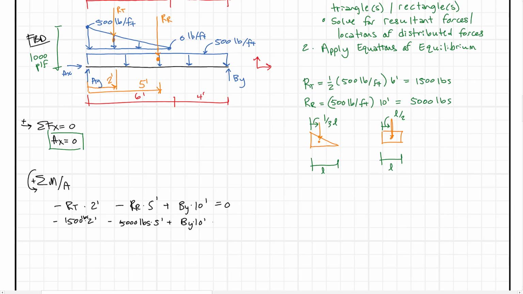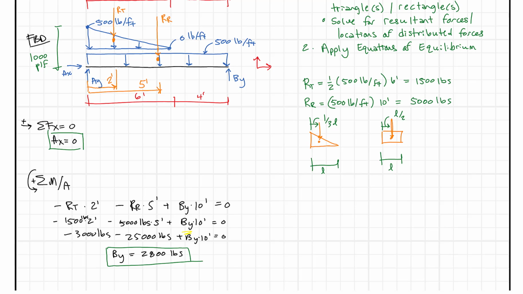This is nice. I always love an equation that only has one unknown. So when we have one unknown, we can go ahead and solve it. 1,500 times 2 is minus 3,000 pounds minus 25,000 pounds, plus BY times 10 feet equals 0. So at the end of the day, what are we going to do? We're going to get BY equals, well, we add the 3,000, add the 25,000 to the other side, divide by 10, and 3 and 25 gives me, what, 28,000 divided by 10, so this is 2,800 pounds. It's nice, we can circle it, we're good, and we've solved it.